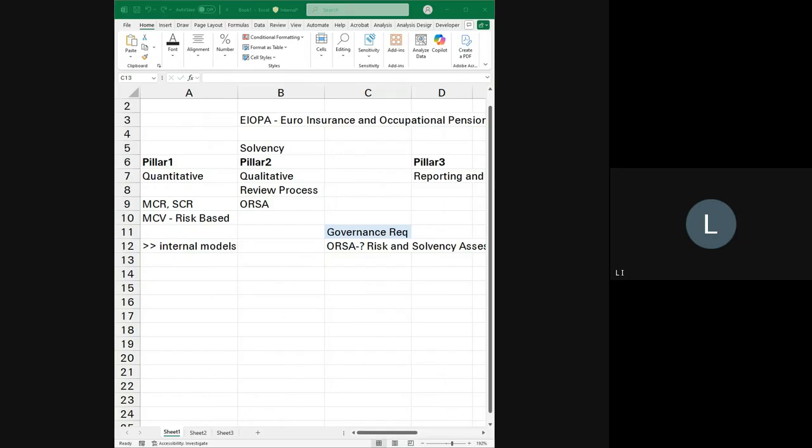Any questions? Sir, is this a review process where we are calculating the solvency and risk, is it an ongoing process? Yeah, it's an ongoing process. So depending on your size, you might need to do a quarterly or an annual submission to the regulator.